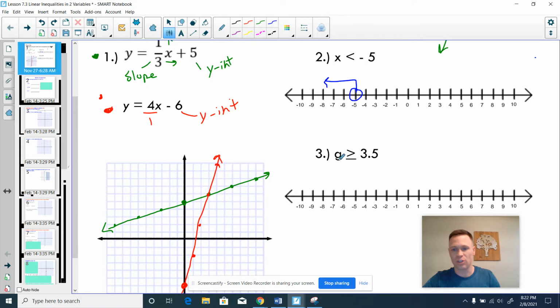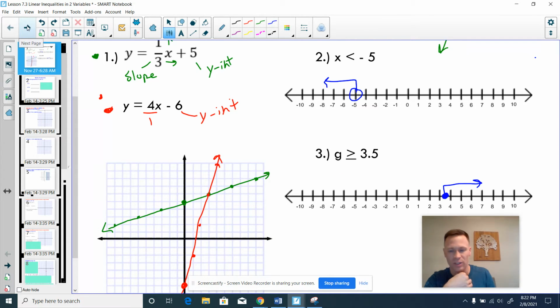Okay, this is g is greater than or equal to 3.5. So where's 3.5? It's right here. The equal to part means that I will put a solid circle on this. And then greater than means my solutions are all bigger than 3.5, and that exists to the right, with the arrow going this way. Cool, and this is something we should be fairly good at. And we're going to practice a little bit more on the next page.